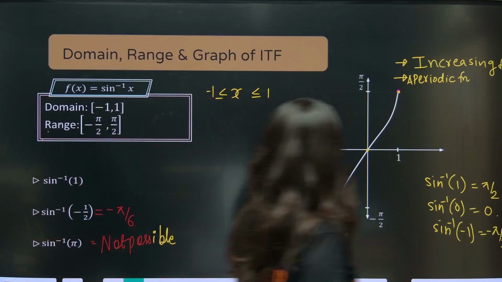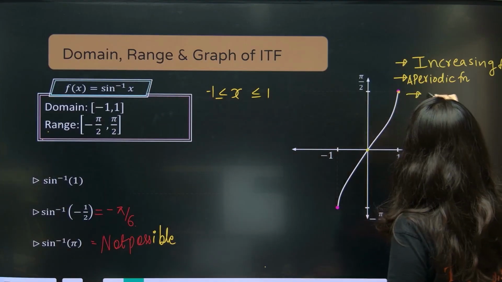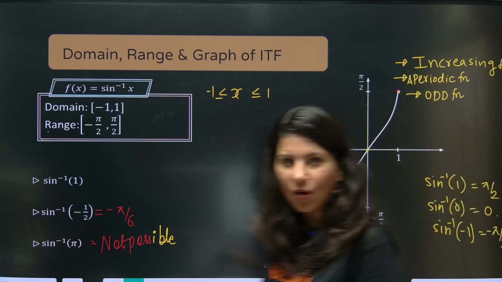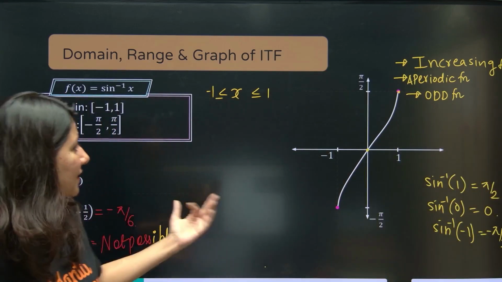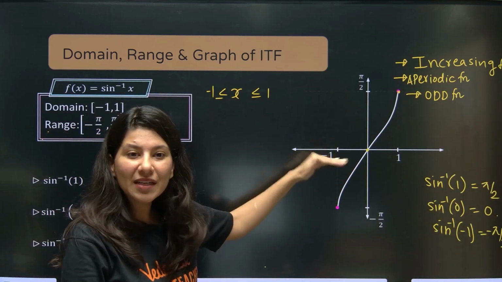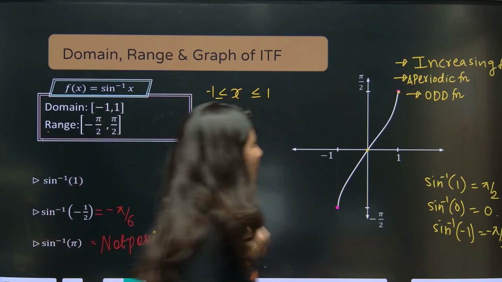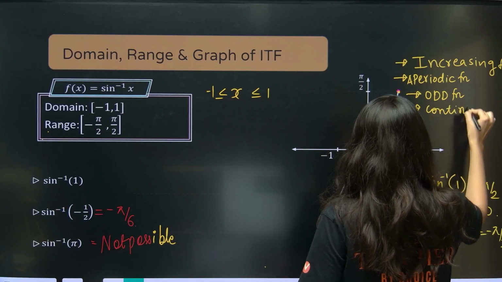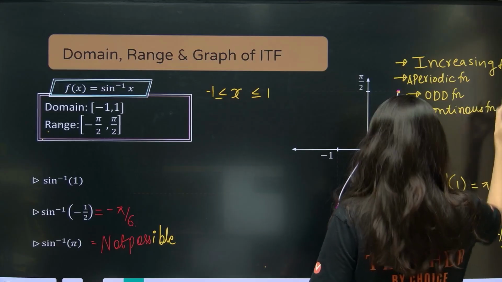Okay. Then tell me, is it an odd function or an even function? So this is an odd function because sin x is also odd, right? And this is also odd because this is also symmetric about origin, okay? And this is a continuous function, okay?